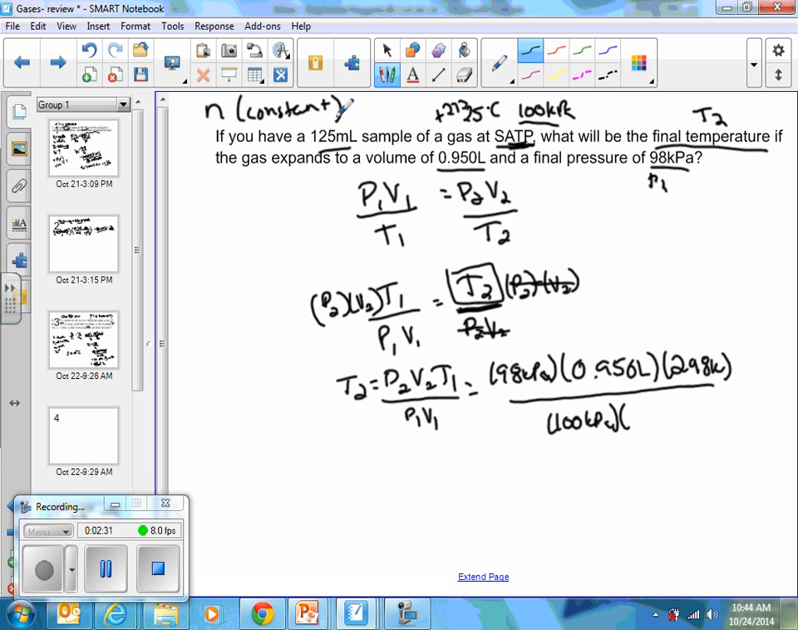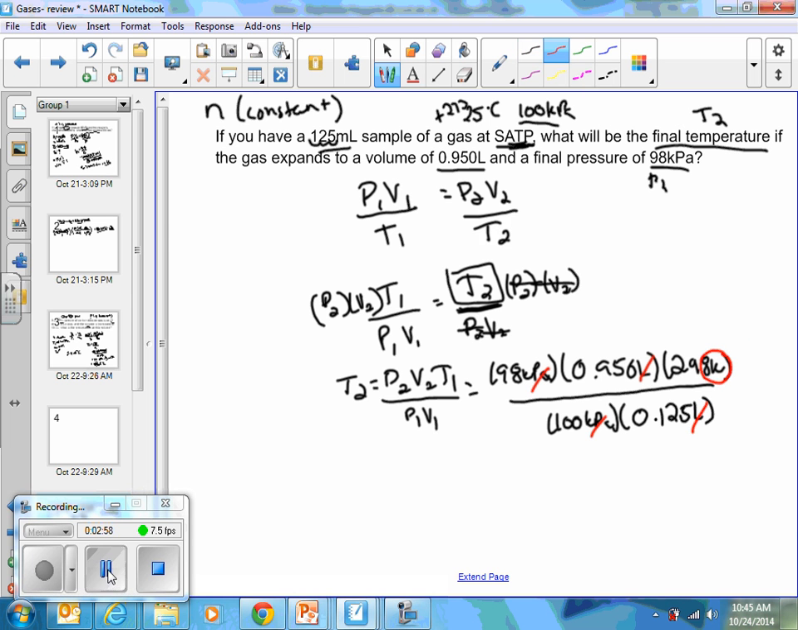And my initial volume, right now I have my volume in milliliters, so this volume also needs to be in liters. So remember, to convert from milliliters to liters, we move our decimal 3 spaces to the left, we're dividing by 1,000, so we get 0.125 liters. Check your units. Kilopascals over kilopascals will cancel, liters over liters will cancel, and we're left with Kelvin, our units for temperature.